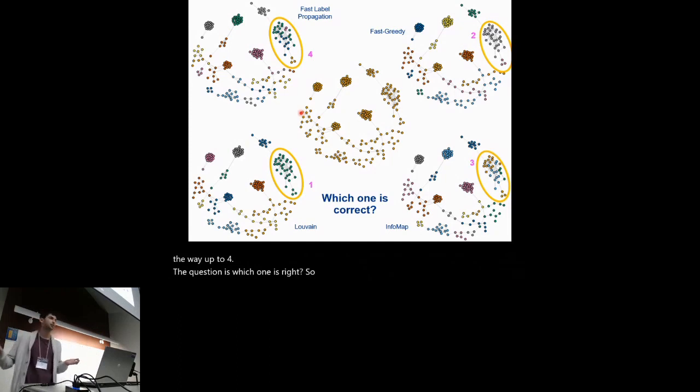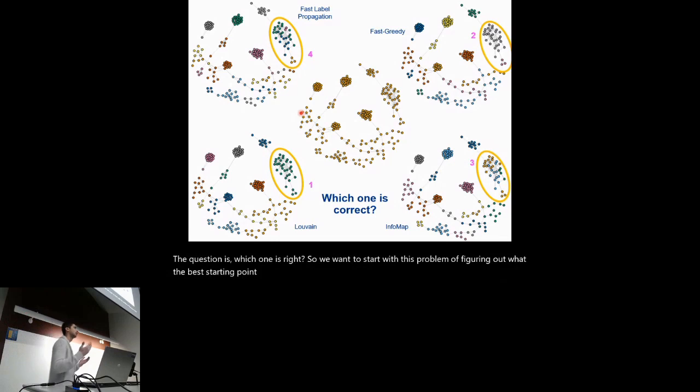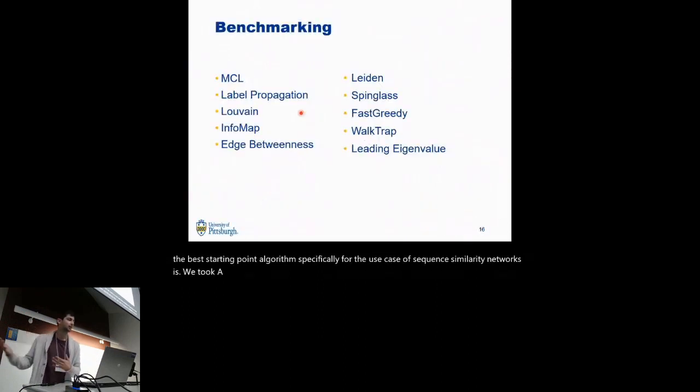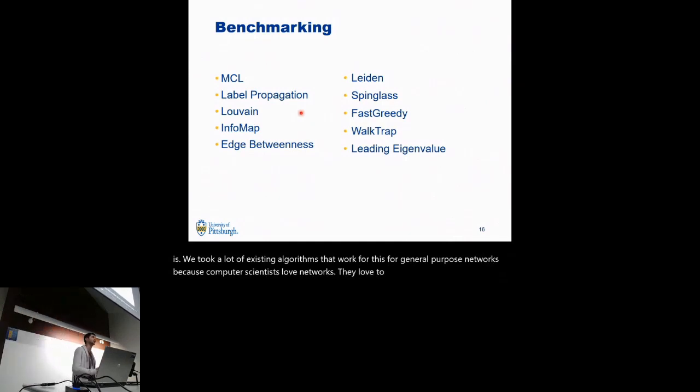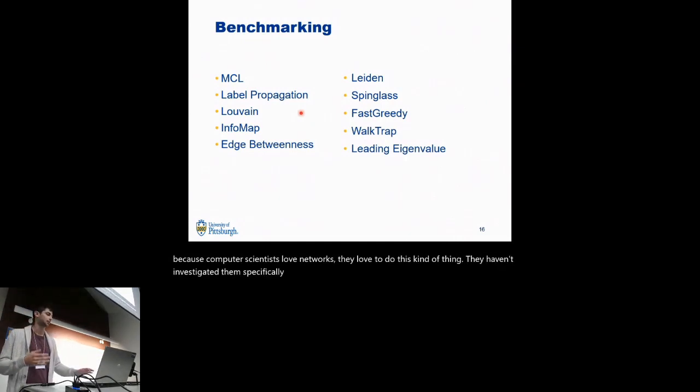The question is which one is right? So we want to start with this problem of figuring out what the best starting point algorithm is, specifically for the use case of sequence similarity networks. We took a lot of existing algorithms that work for general purpose networks, because computer scientists love networks. They love to do this kind of thing. They haven't investigated them specifically for sequence similarity networks.